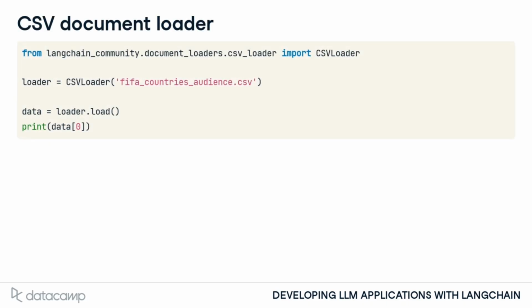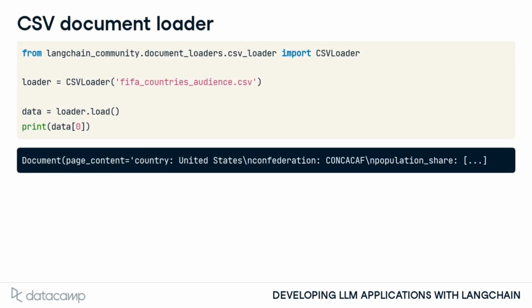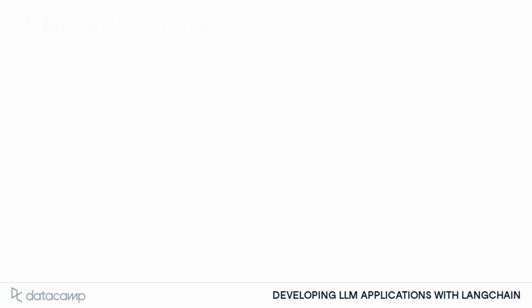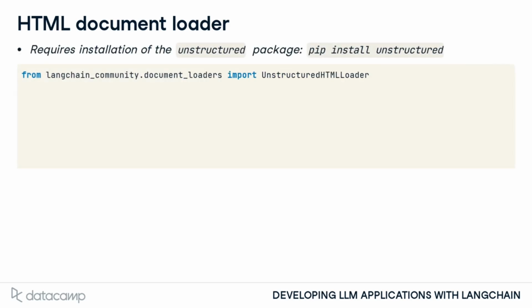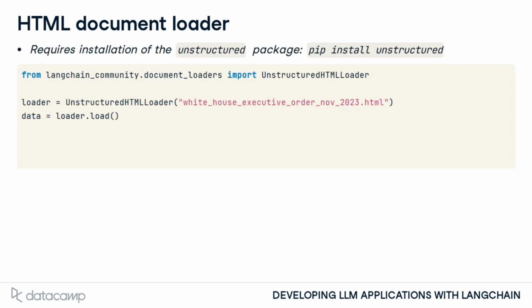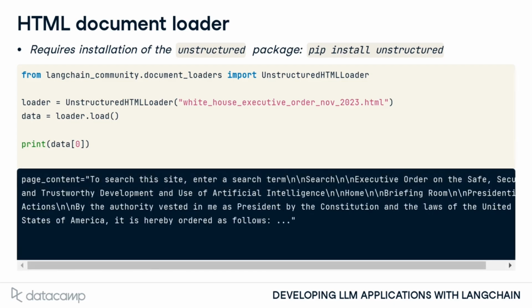When loading CSVs, the syntax is very similar, but instead we use the CSV loader class. We're seeing a pattern forming. Finally, we can load HTML files using the unstructured HTML loader class. We can access the document's contents again with subsetting and extract the document's metadata with the metadata attribute.